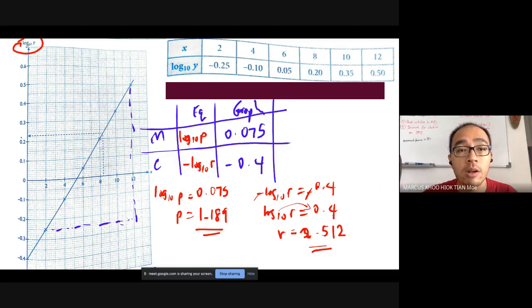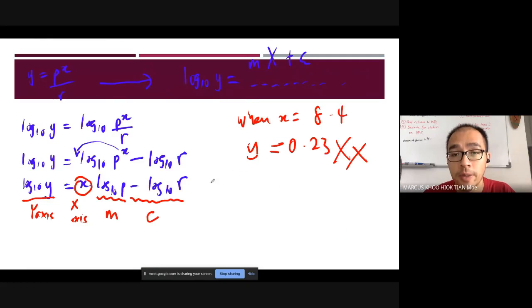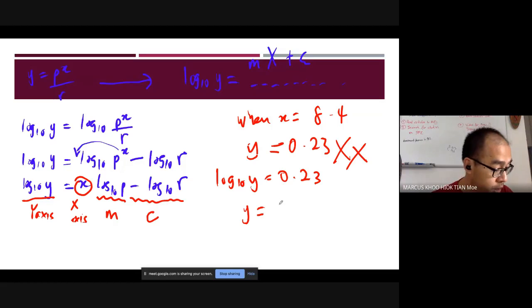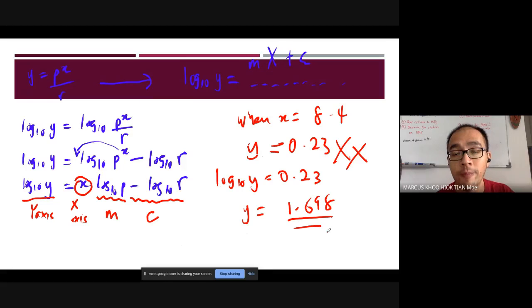The axis title is log 10y. So this is wrong. Log 10y is 0.23. Therefore, y equals shift log 0.23. You will get 1.698. This is the actual value of it.